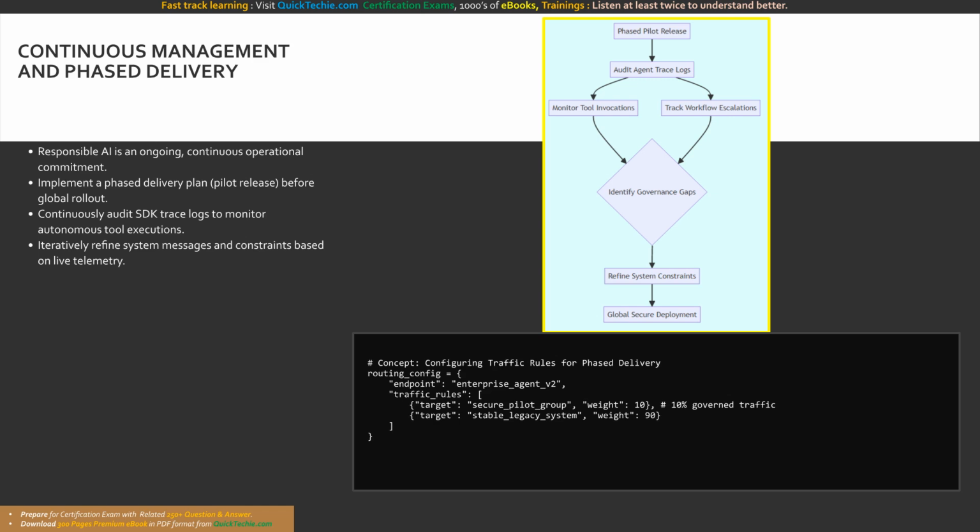The continuous management lifecycle. A phased pilot release generates deep telemetry. Security teams actively audit trace logs and workflow escalations to identify governance gaps, iteratively refining system constraints prior to a secure global deployment.